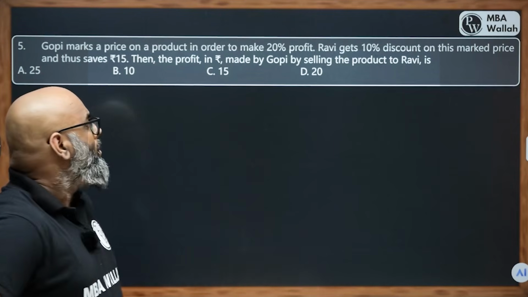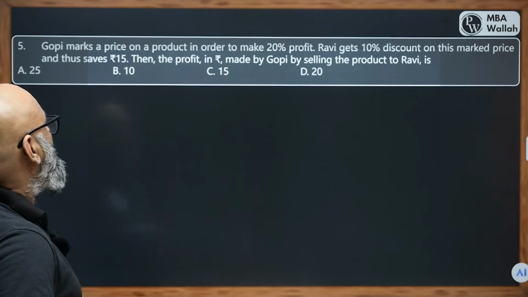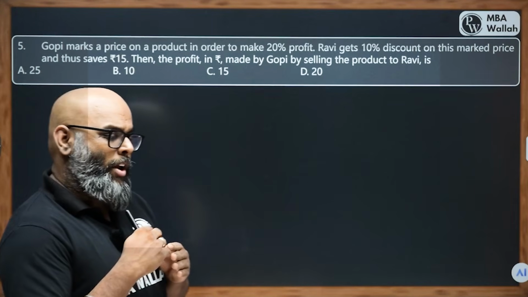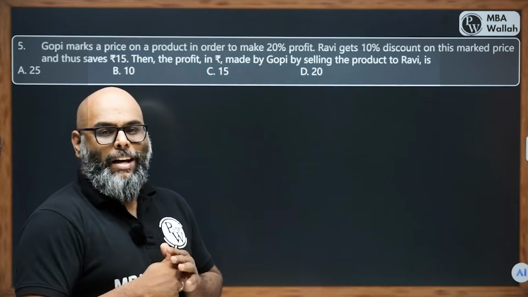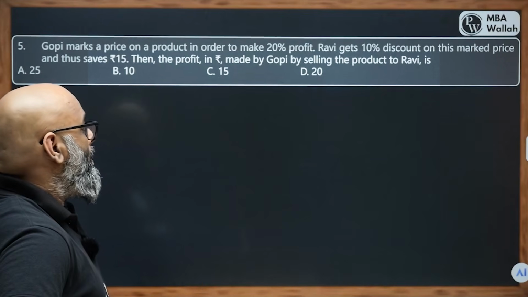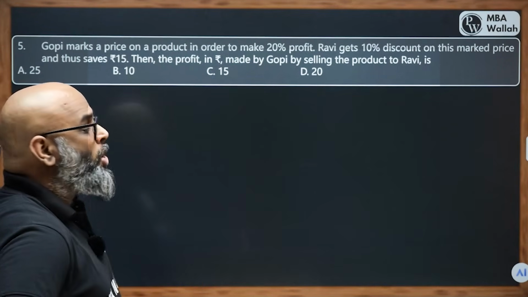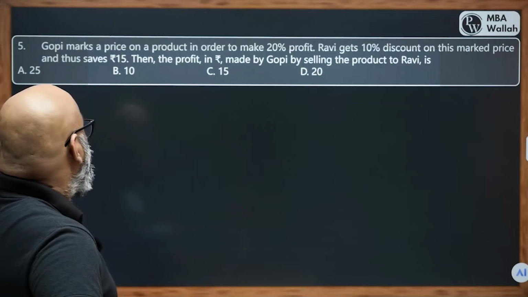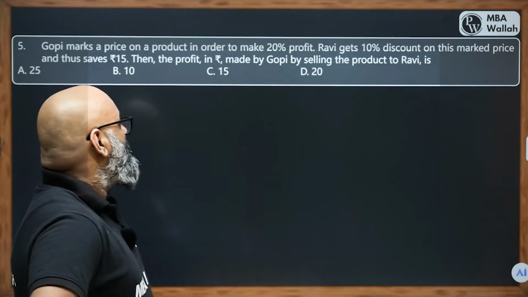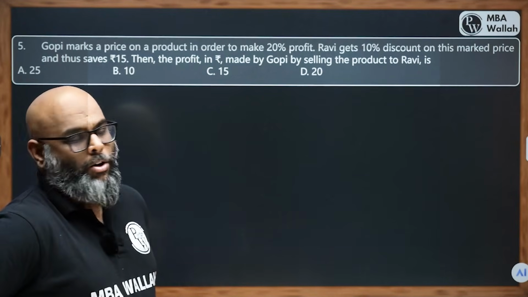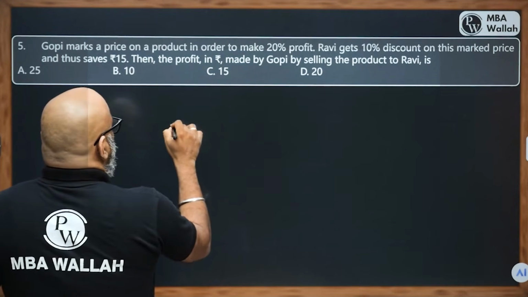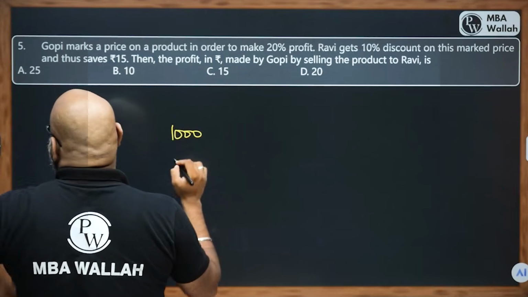And here we solve. Gopi marks a price on a product in order to make 20% profit. So he's trying to mark it up and then get a 20% profit. Ravi gets 10% discount on this marked price and thus saves rupees 15. Then the profit in rupees made by Gopi by selling the product to Ravi is. So to make it a little easy, I'm going to say the cost price is 100x.